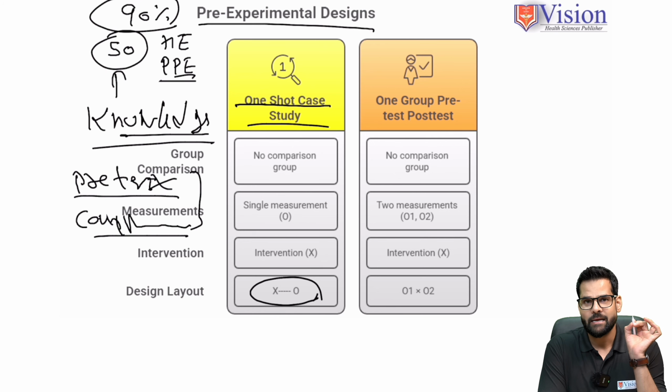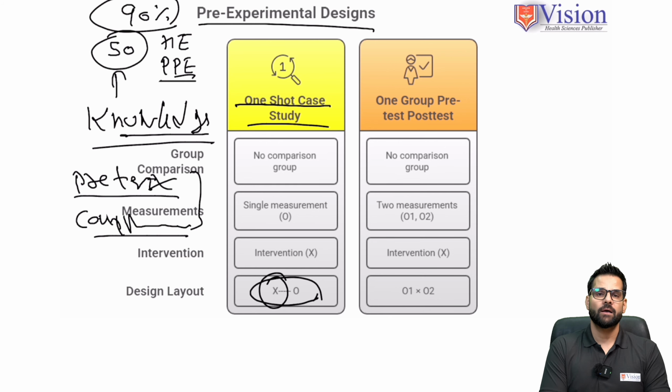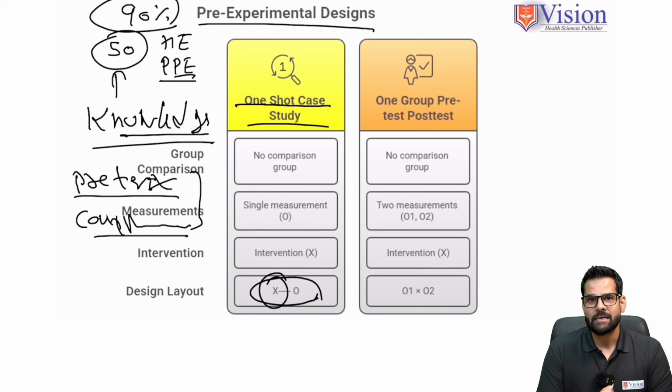Now, can we say that their knowledge is very good? Okay, but is it because of the intervention which you have done? Why can't we say that before the intervention they had a very good knowledge and your intervention has caused nothing in that? So that explanation cannot be given with this, because we do not have a pretest, we do not have a control group for that, okay.